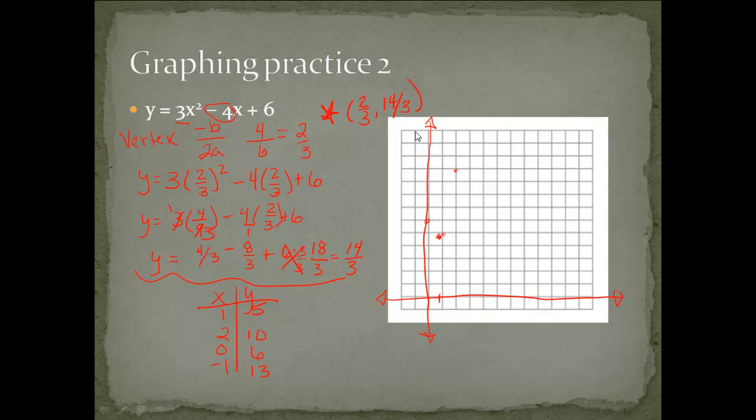Let's see if I've counted right. That should be right here. All right. Once you get your points, double check. It should open up, which it looks like it does. And now you can go ahead and sketch in your parabola. So again, we started with the vertex, then we ended up doing a table of values.